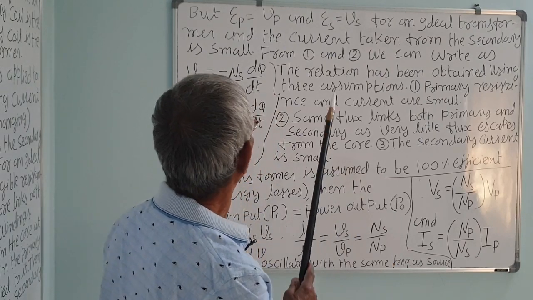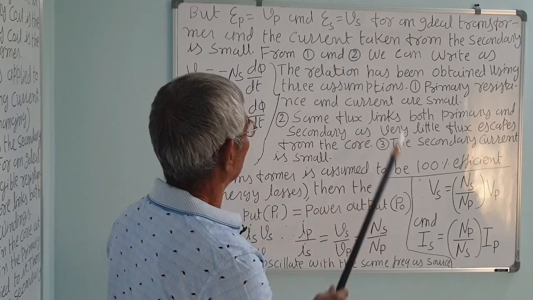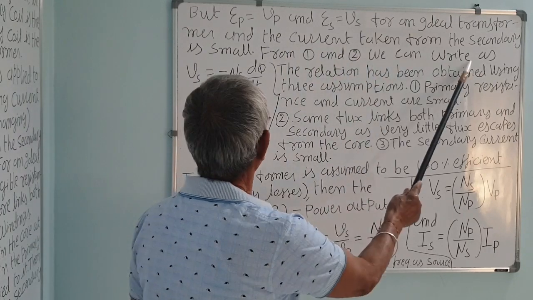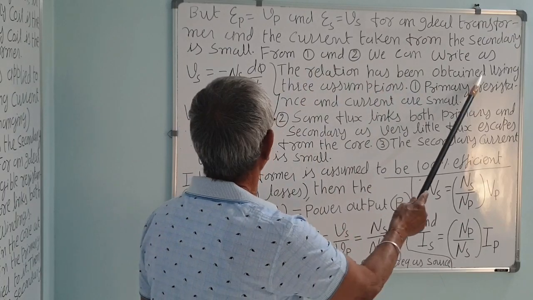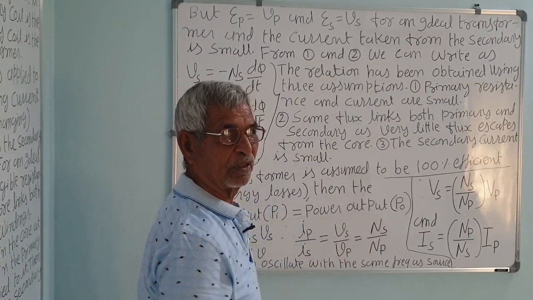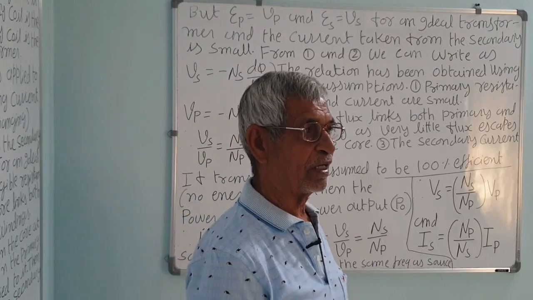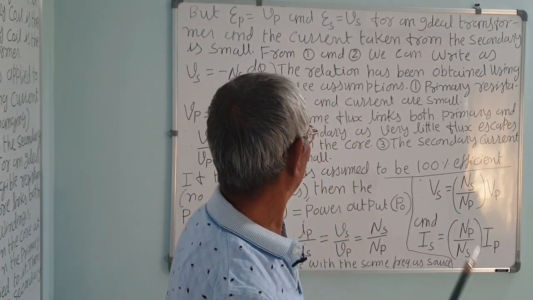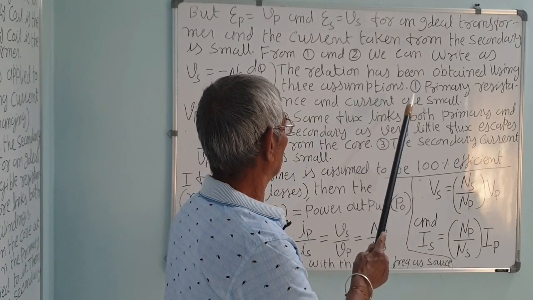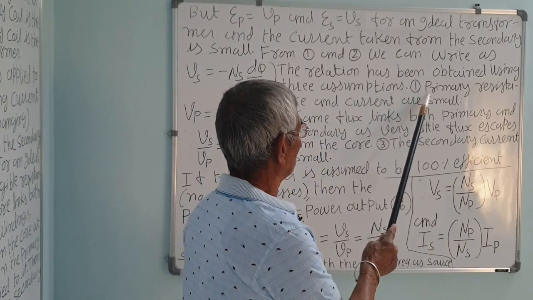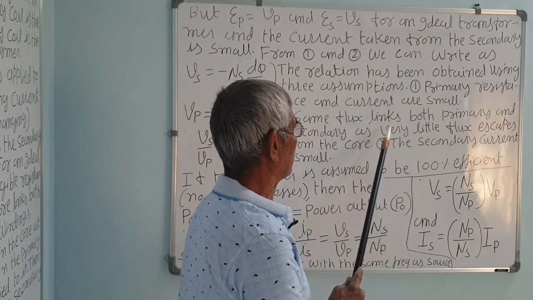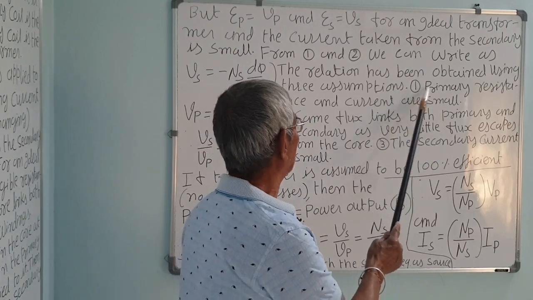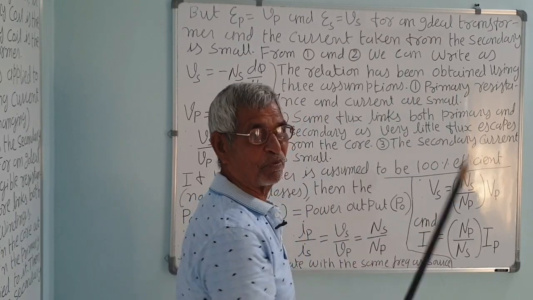Now, a point to remember: here we have considered an ideal transformer, correct? So the relations 1 and 2 we can write have been obtained using 3 assumptions. That is, we have considered here the ideal transformer, but it is not really so, not realistic, correct? In an actual transformer, for making it an ideal transformer, we have made some assumptions, that is, the primary resistance and the currents are small.